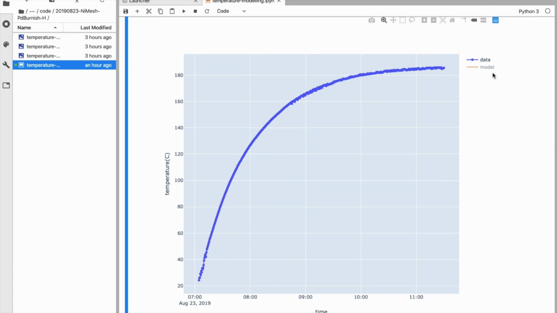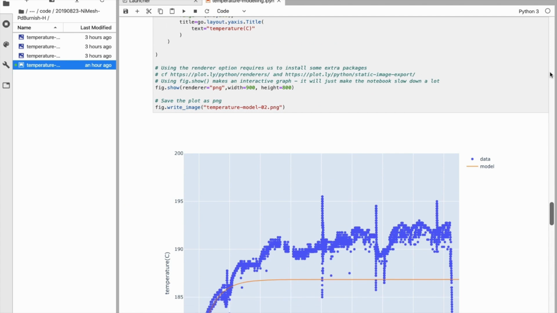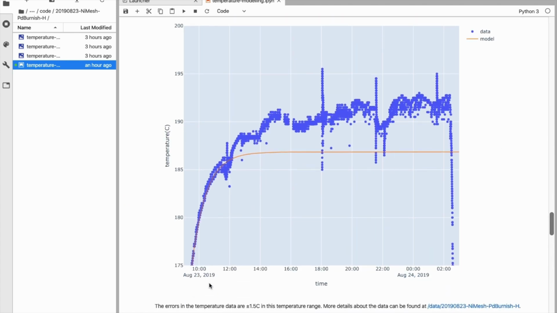And now this model, when I overlay it on top of the data, it fits it very well. And I can now use that model to predict into the future. And that will tell me what the temperature of the reactor would have been if I didn't put any hydrogen in. So let's have a look at that alongside the temperature data when we put the hydrogen in. That's this. So hydrogen goes in around 11:30, and then all weird stuff happens, which we'll talk about. Here is the baseline temperature, which is 187.